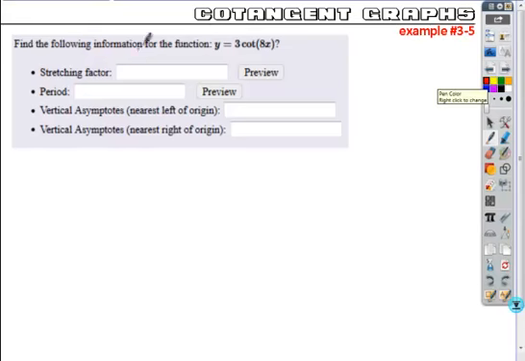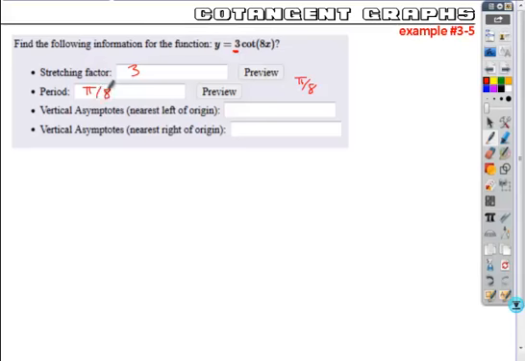So when you're looking at this, the stretching factor is the absolute value of whatever multiplier in front of the trig function, so 3. The period can be calculated by taking pi divided by whatever the multiplier in front of x is, the b value inside, which is pi over 8.